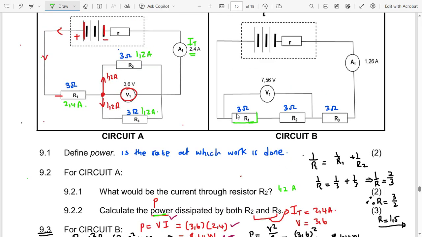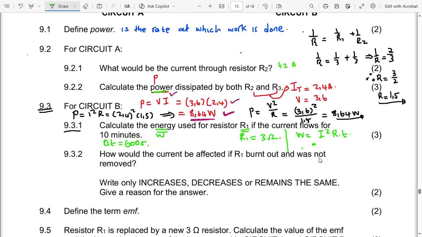And now what will be the current for R1? Look at this. The total current is 1.26. All these resistors will read the same current, because they are connected in series. So now I know that the current for R1 is 1.26. So I can substitute: 1.26 squared, multiplied by the resistor, which is 3. The time is 600. Then you punch that on the calculator.